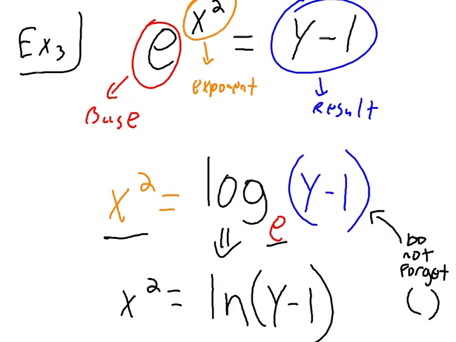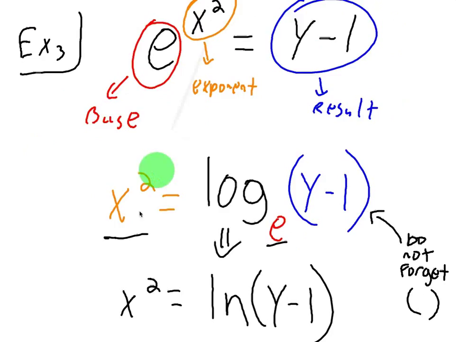Let's look at two more examples. Say we have e to the x squared equals y minus 1. This is a special case, okay? Log base e is a special case, and that's why we're going over this. So make sure you get this written down.